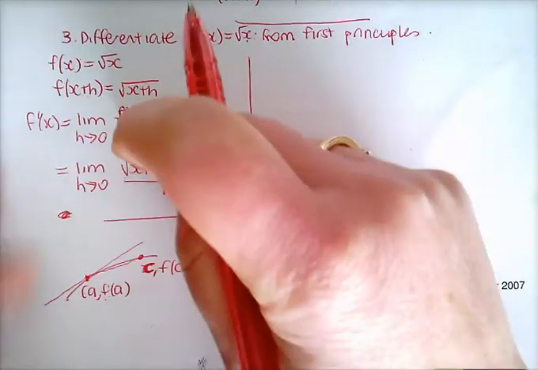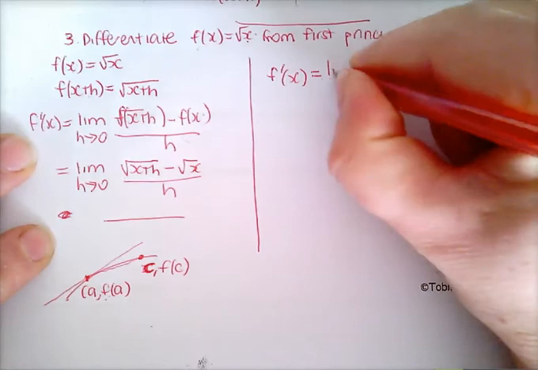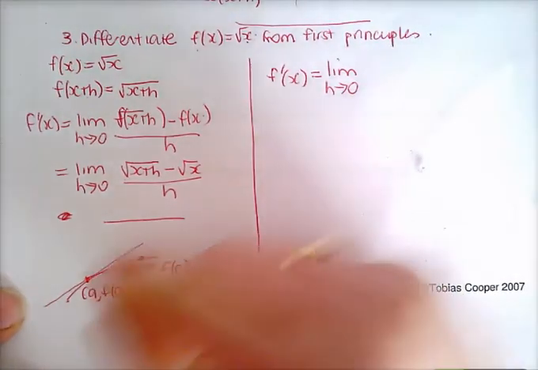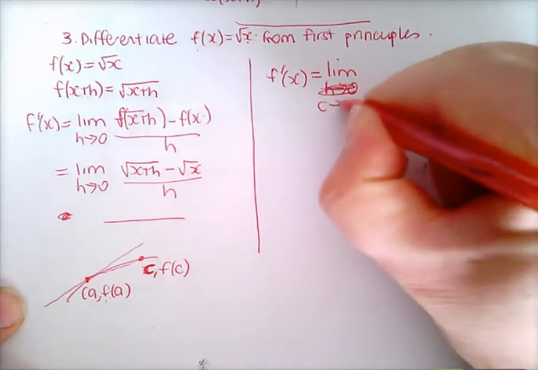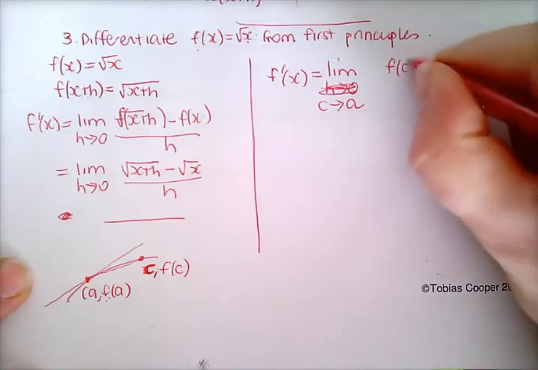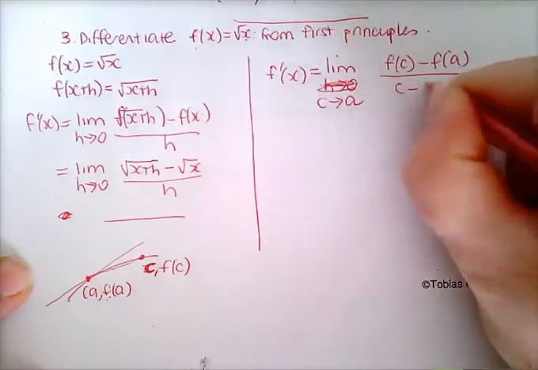So instead of doing the question like this, we can also do it like this: the derivative is the limit as, not h approaches 0, it's the limit as c approaches a of, and here's my gradient, f(c) minus f(a) over c minus a.